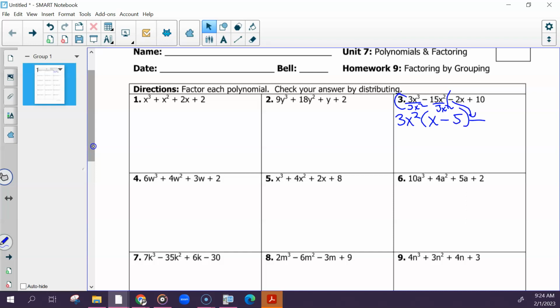What is the GCF of the last two? 2. Yeah, so the minus is going to make it a -2, so that's what we would be dividing both by. So the signs are going to change. What would be left? No, -5. Minus 5. And then our factors would be what?